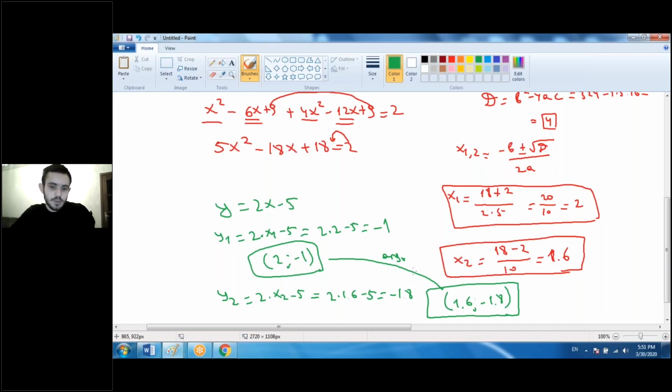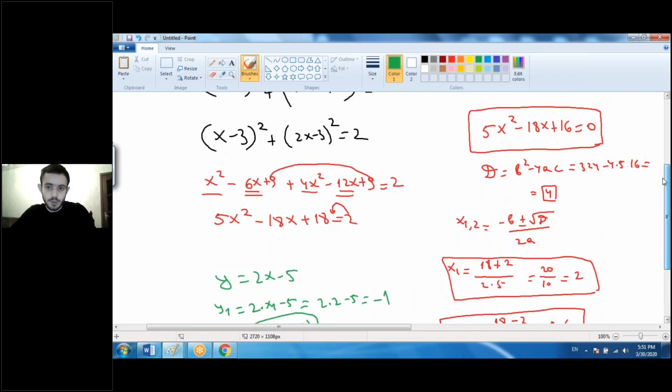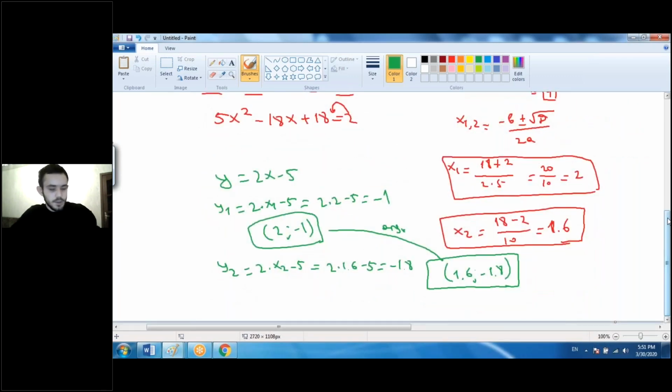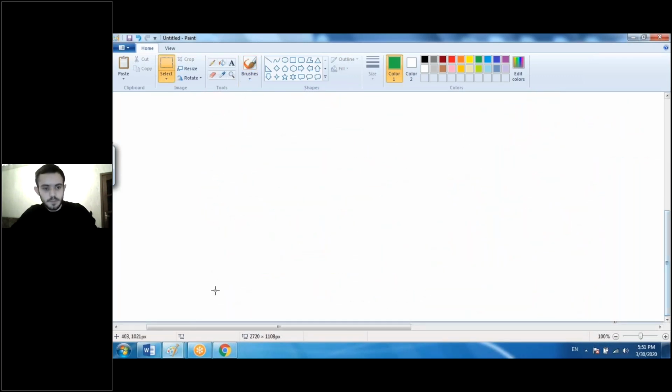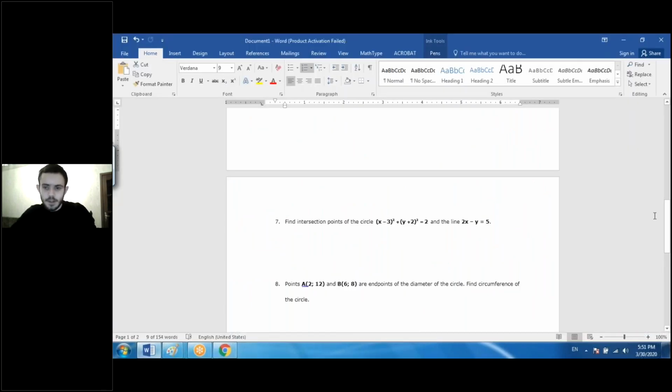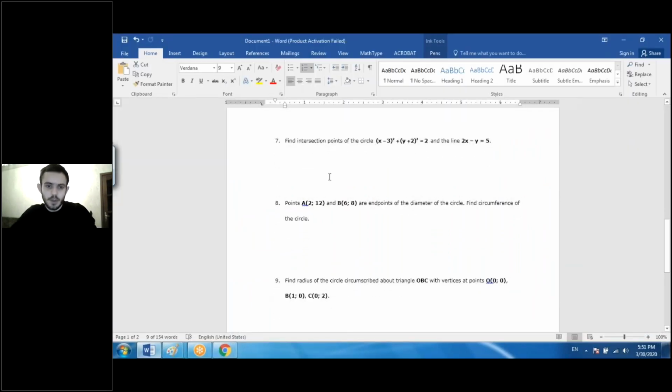These are one of the hardest tests in circle equation. So keep in mind that you will need to use quadratic equation rules here. So let's continue with example number 8. Points A and B are endpoints of the diameter of the circle.